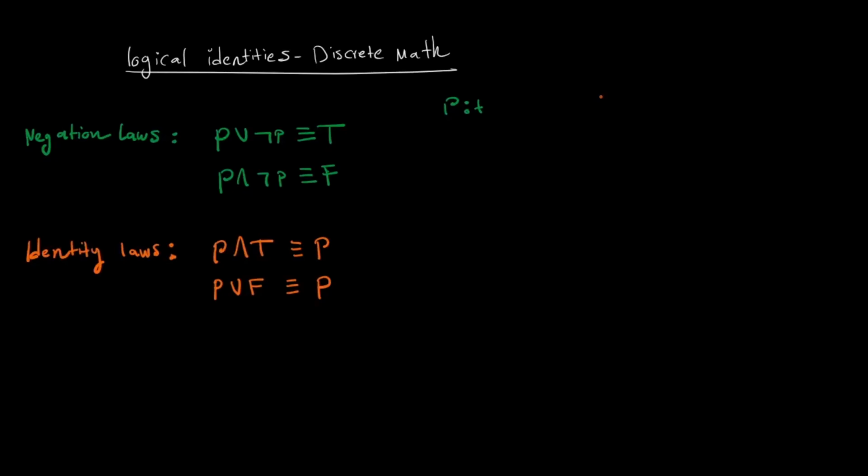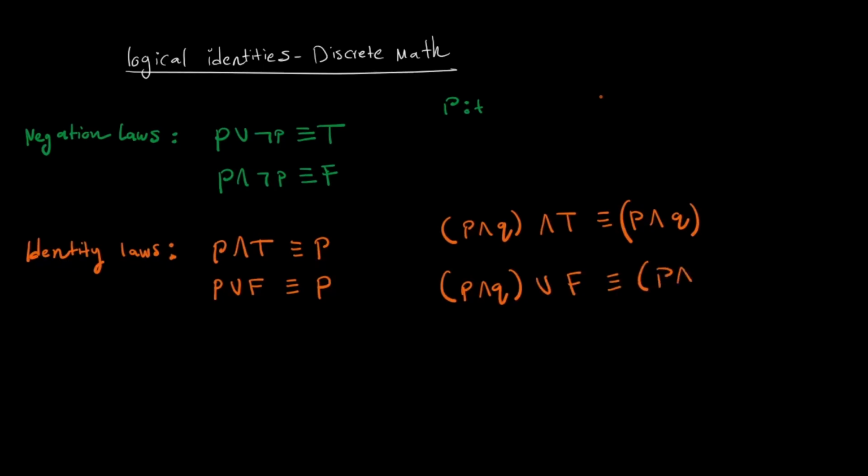So now let's look at the identity laws. This is what the identity laws state. If I have P and true, then this is congruent to P. And if I have P or false, then this should be congruent to P. So let's look at an example in this case. Let's say we had P and Q, and we had and true. This would be congruent to P and Q. Let's say for the second one, we had the same thing, P and Q, and we had or false. This would be congruent to P and Q.